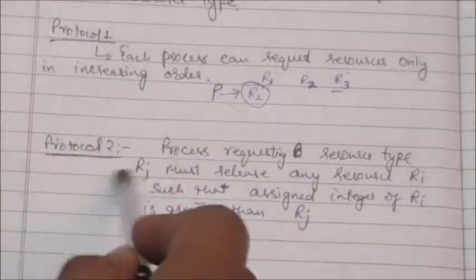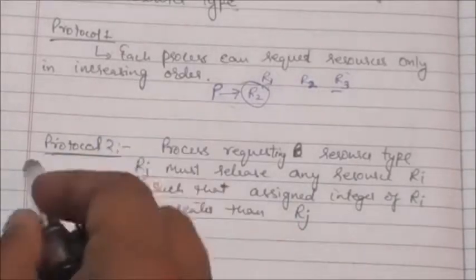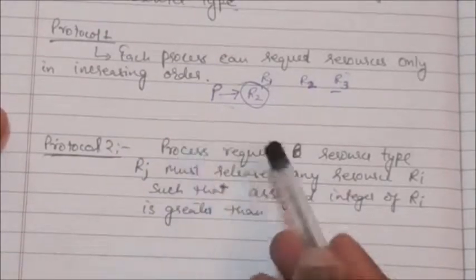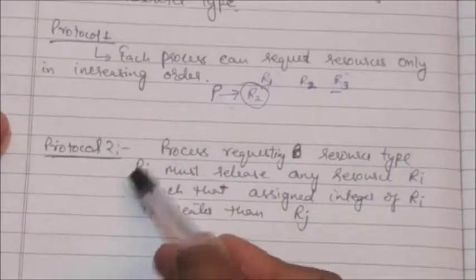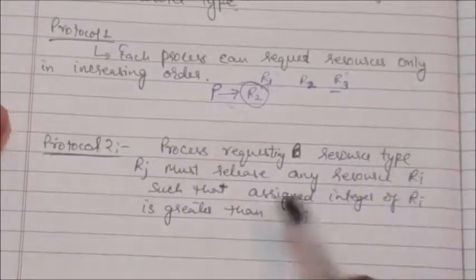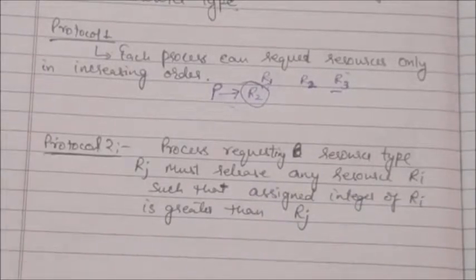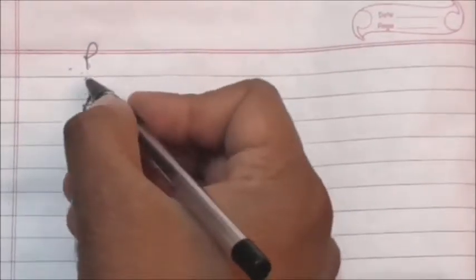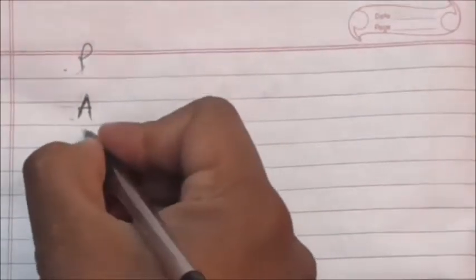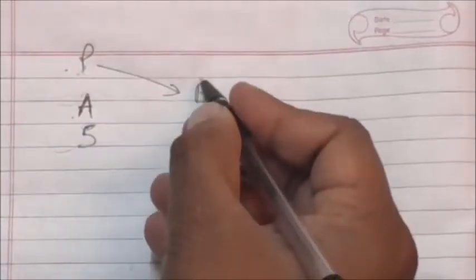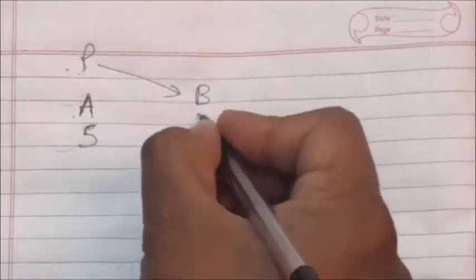Now let us see the second protocol which will ensure that the circular wait condition cannot hold. According to the second protocol, if a process is requesting resource type Rj, then it must release any resource Ri such that the assigned integer of Ri is greater than that of Rj. Now see what happens in this protocol. Suppose there is a process P, and this process P holds a resource of resource type A. The integer assigned to resource type A is 5. Now process P requests a resource of resource type B, and the integer assigned to resource type B is 2.